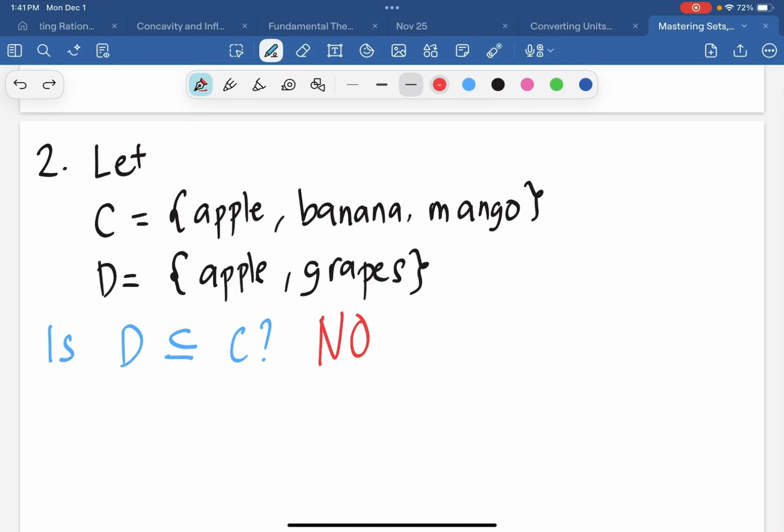So that's it. Again, go back to the idea of subset. Here, grapes violate the elements of C. So for D to be a subset of C, grapes needs to be an element of C, or grapes should not be an element of D. It could just have apple for D to be a subset of C.